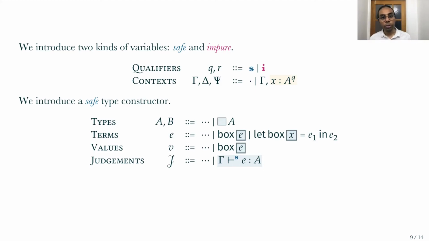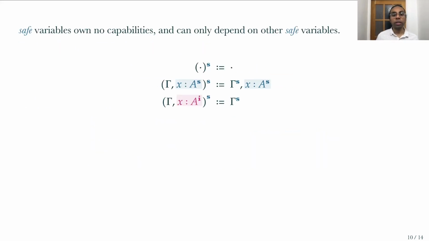We also have a new safety judgment, which we use to judge whether a term E of type A is safe in context gamma. So now we want to ensure that safe variables can only depend on other safe variables. So we add a substructural operation on our contexts. This purify operation drops all the impure variables in our context. Then, if we know that a term is well typed in a safe context, we know that it's safe.